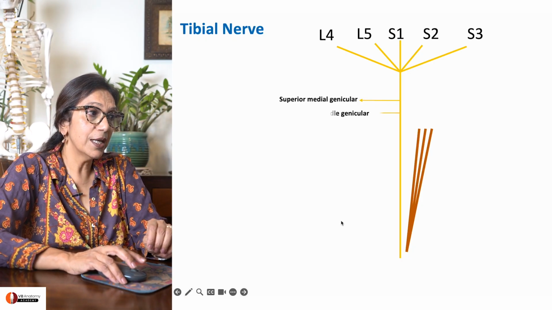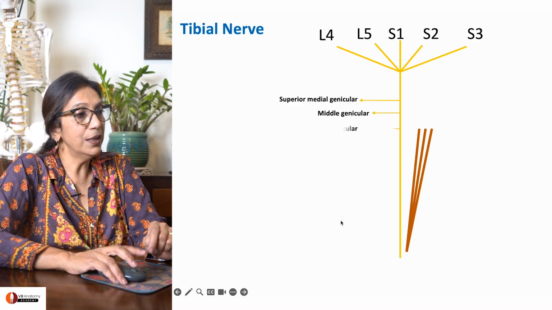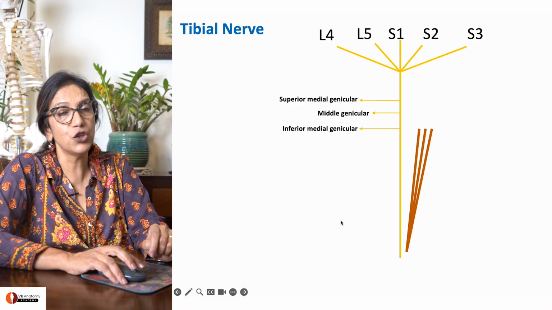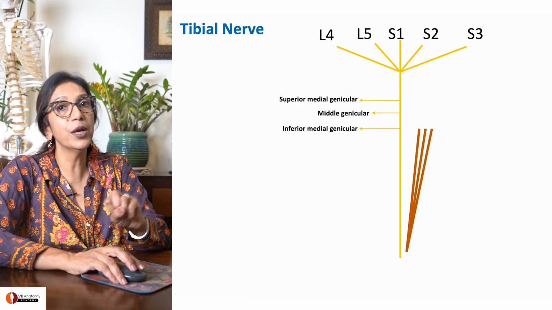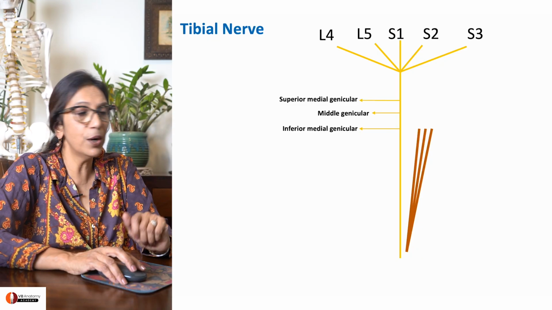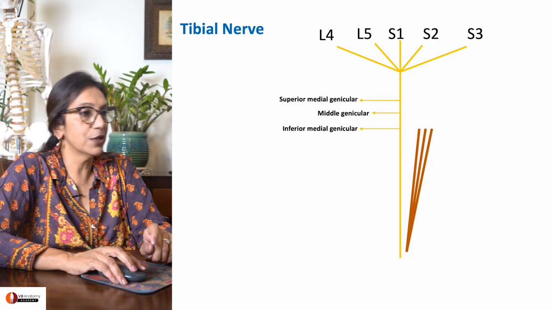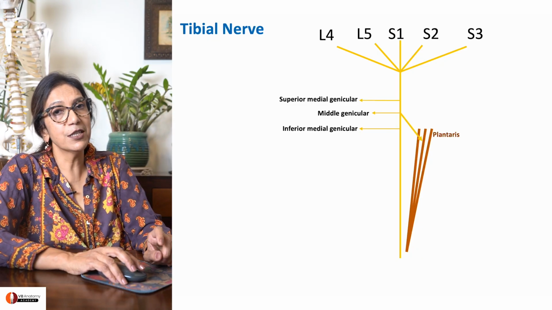Superior medial genicular, middle genicular, inferior medial genicular. Genicular going to your knee. Okay, got it? So these are articular branches. Now let's talk about muscular.